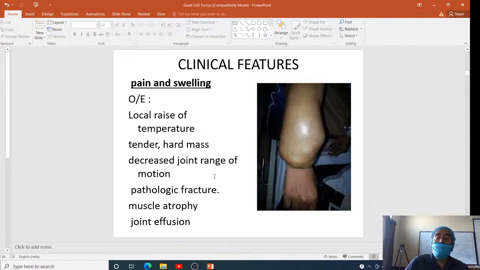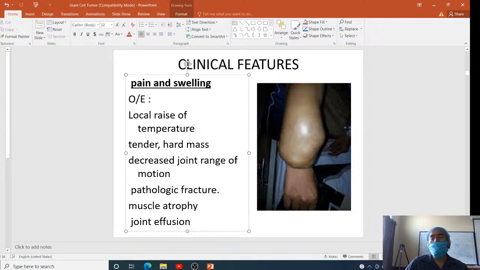So, it can present as a pathological fracture. Such a huge swelling eating away the bone makes it very, very weak, and a small trauma can result in a pathological fracture. A pathological fracture is one which occurs in an abnormal bone. So once the bone is eaten away by this tumor, it's very easy for anyone to break the bone, or a trivial trauma can result in a fracture. So that's called a pathological fracture.